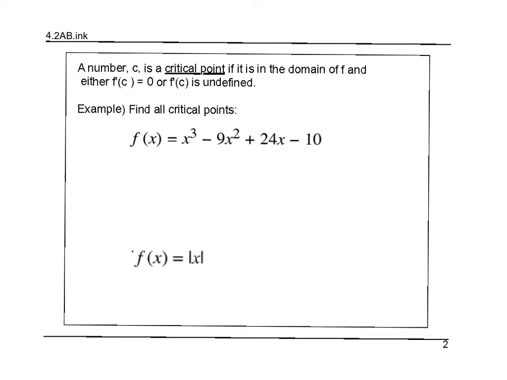Find all critical points of f of x equals x cubed minus 9x squared plus 24x minus 10. Most of the time this is going to occur when it's equal to 0. But the undefined is something to keep in the back of your head. Those would be any moments where we know that it's, maybe 0 in the denominator or something along those lines. So ultimately you have to derive first.